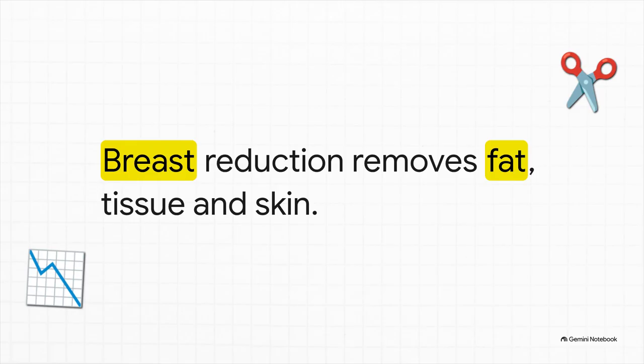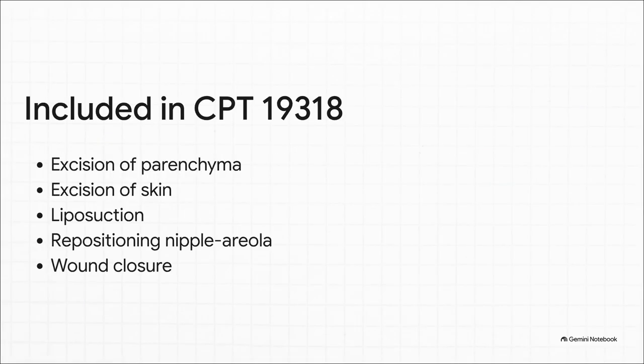No way around it. Listen closely, because this is a huge insider tip. Liposuction is strictly inherent to code 19318. So let's say a patient undergoes a bilateral symptomatic reduction. The surgeon resects 650 grams from the right breast and 620 grams from the left using an inferior pedicle transposition. You report 19318-50. You do not report the liposuction, the excision of skin, or the wound closure separately. It's all completely bundled into that primary procedure code.